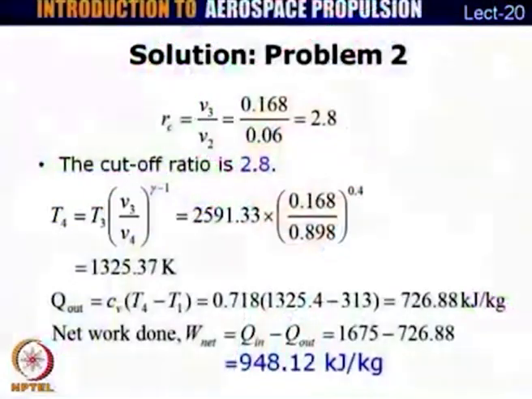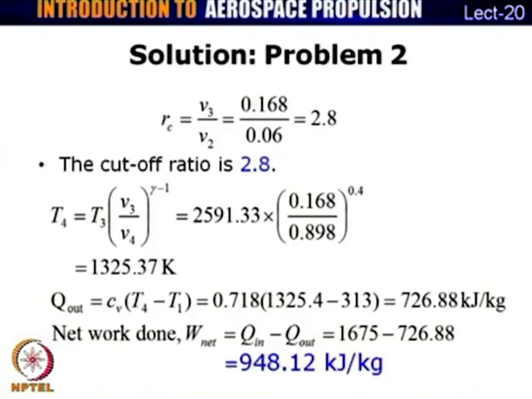Now, one of the parts of the question was to find the cutoff ratio, and cutoff ratio as we know is the ratio of specific volume at state 3 to state 2. So, V3 by V2 is the cutoff ratio. We have just calculated V3, V2 has already been known, and so we can calculate the cutoff ratio. Similarly, we can also determine heat rejected from the cycle, the net work output and efficiency. So, the cutoff ratio is rc, which is equal to V3 by V2, which is 0.168 divided by 0.06, that is 2.8. The cutoff ratio is therefore 2.8.